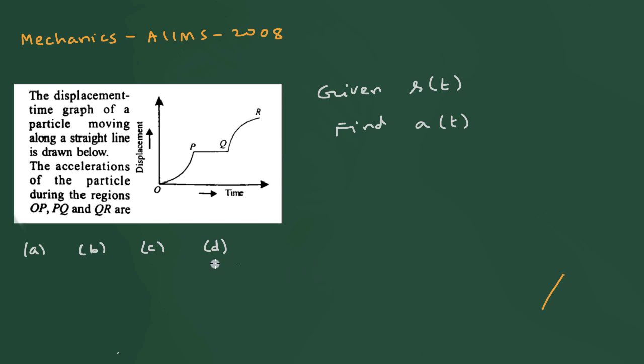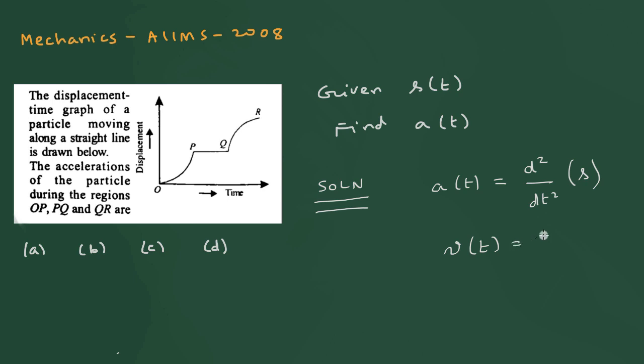We will now continue with this particular question. The solution is based on one simple principle, that acceleration, which is a function of time, is given by the second time derivative of the position. This is the basic principle involved in solving this problem. Acceleration is the second time derivative, and similarly you know that velocity will be the first time derivative of the position.